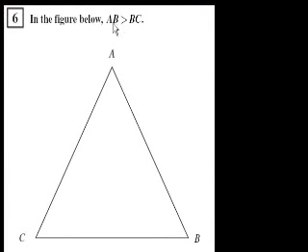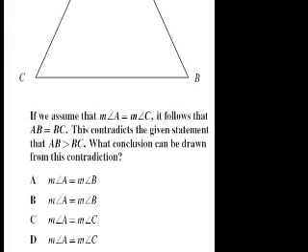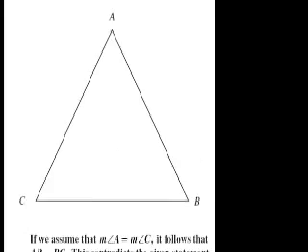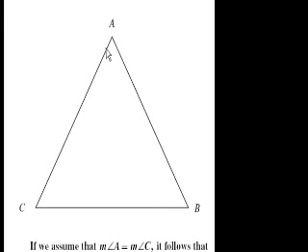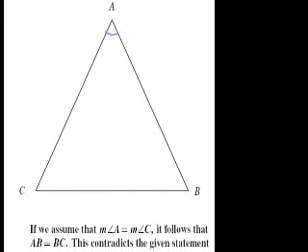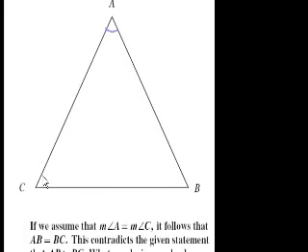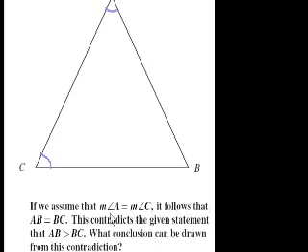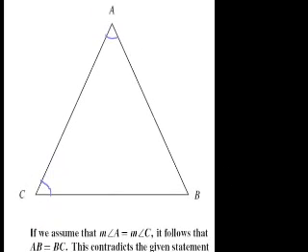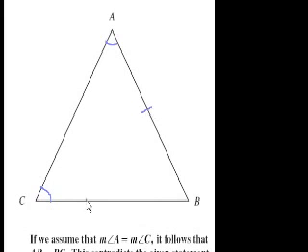In the figure below, AB is greater than BC. Okay, so this side is greater than that side, although the way they drew it, they all look the same. So let's see what we can do. If we assume that the measure of angle A is equal to the measure of angle C, it follows that AB is equal to BC, right?